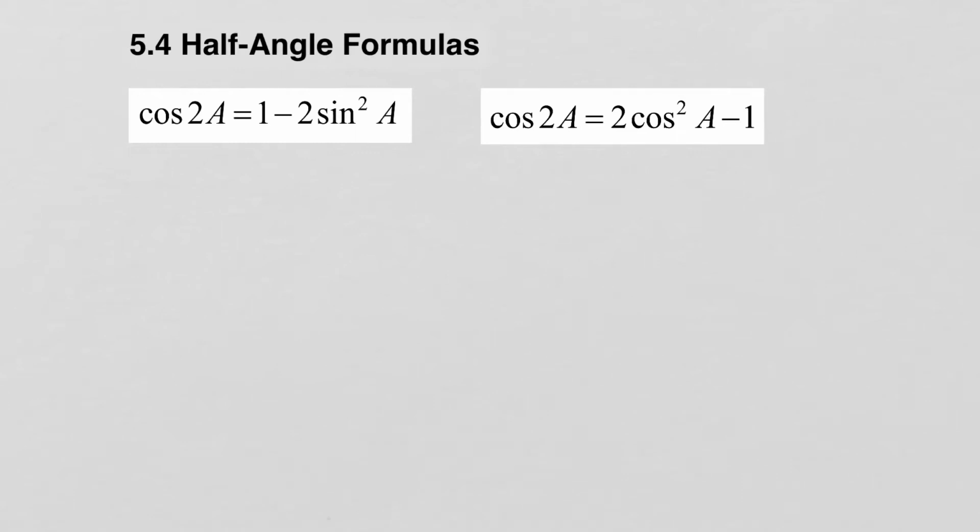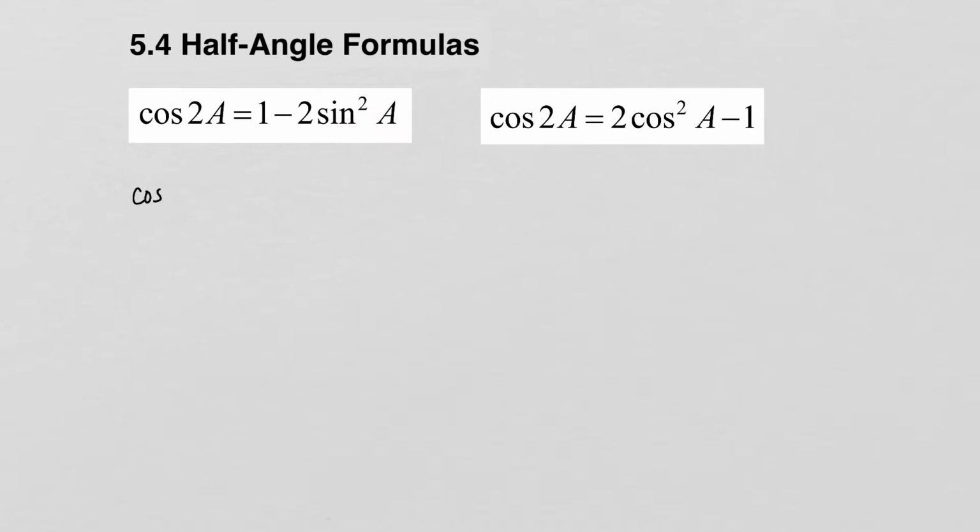In section 5.4, we look at half-angle formulas. So I'm going to start with the double angle formula for cosine of 2a. One of them is 1 minus 2 sine squared of a. The other is 2 cosine squared of a minus 1. And what I'm going to do here is solve for sine squared of a.